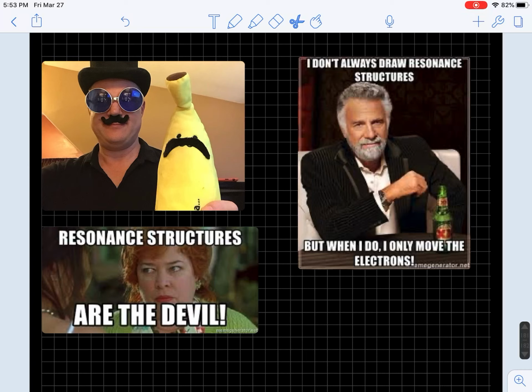Okay, chapter 13, part 7. Topic is alternative structures. There are two different types of alternative structures that we're going to go over. The first one is called resonance, and in other videos, I'm going to take a look at what's called isomers.